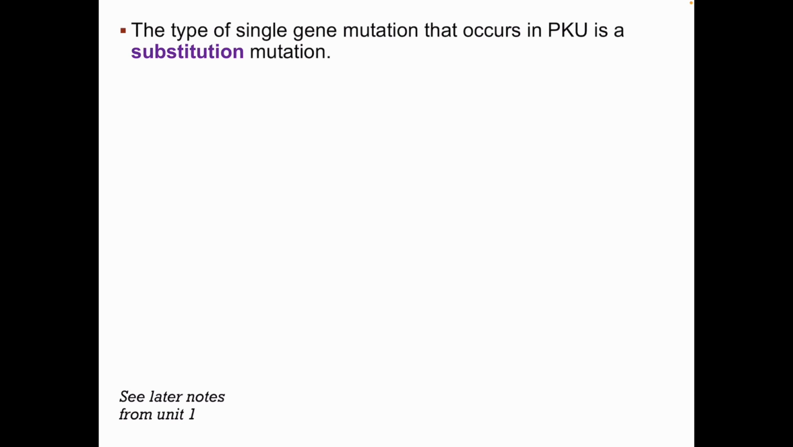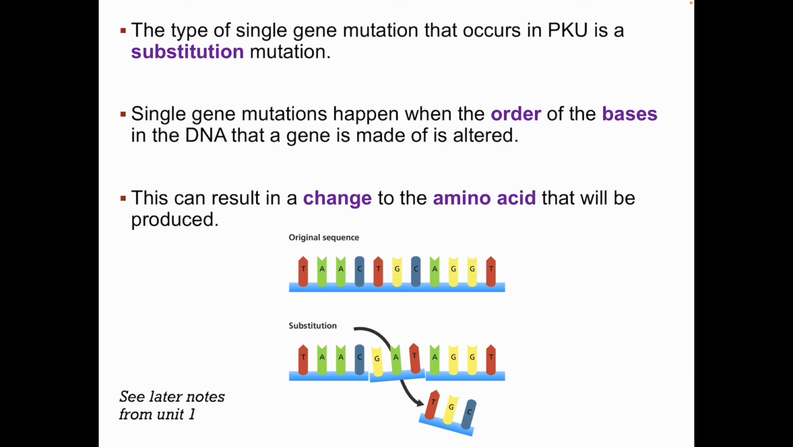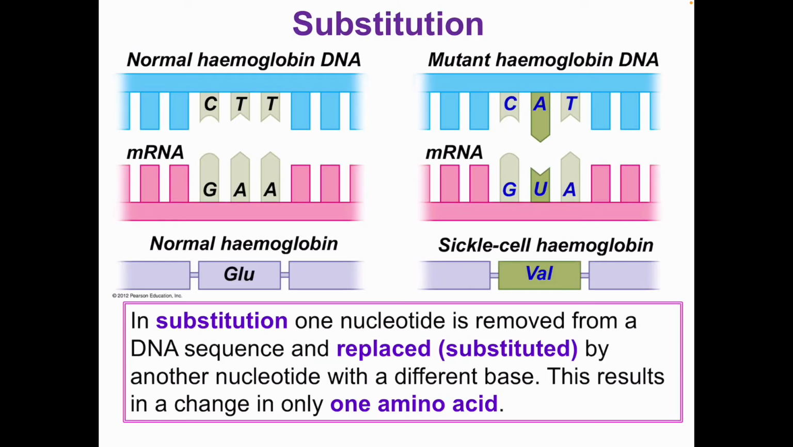This is caused by a substitution mutation in the gene that codes for the enzyme. As we know from Unit 1, substitution mutations happen when the order of the bases in the DNA is altered. This then results in a change to the amino acid that's included in the protein, and that can affect the overall shape and therefore the function of the protein. Here you can see the substitution mutation shows that one of the nucleotides has been substituted for a different nucleotide which has a different base on it. That then codes for a different amino acid in the protein.